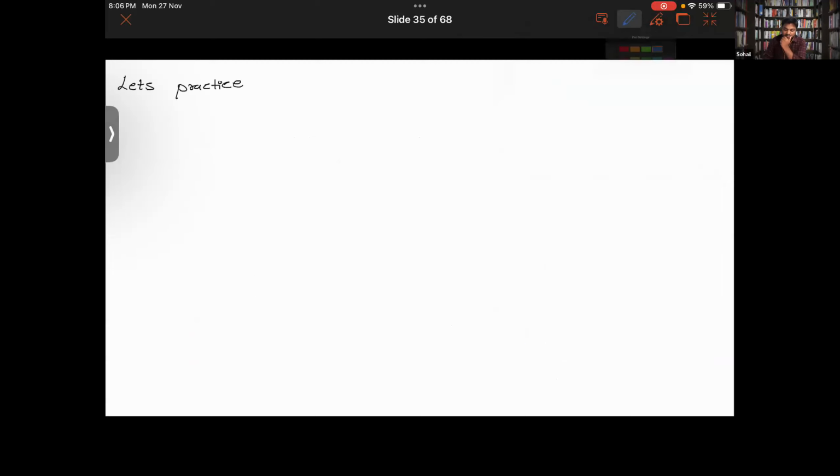Let's do some practice then. Find how many digits are there for this number. These are the 3 numbers. Find how many digits are there in the square root of these numbers.